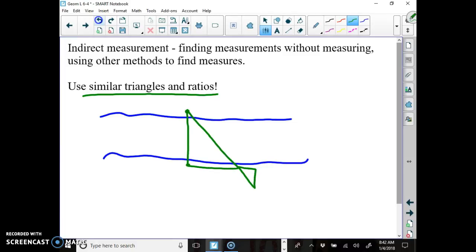We might have to do this and make the similar triangle here so that we know this angle and this angle match and this angle and this angle. So if we know this is 80 yards and this is only 20 yards, we can set up a ratio to find this missing length after we measure this.